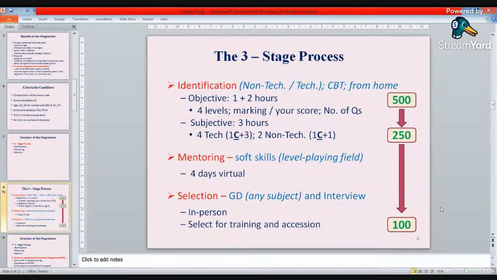Similarly, in non-technical areas, you will have 3 questions on your screen. You have to answer 2. 1 will be compulsory. And again, this is also a computer-based exam. You need internet and a laptop with a camera. Both objective and subjective, the laptop must have a camera with you, because you will be monitored also.